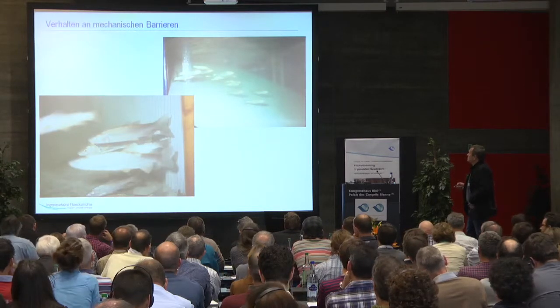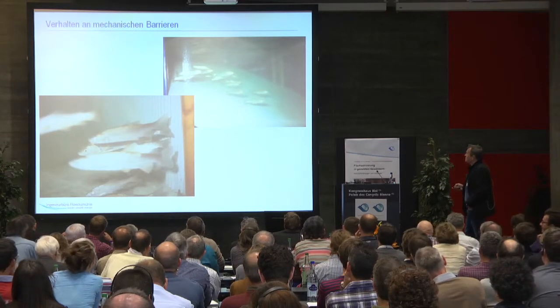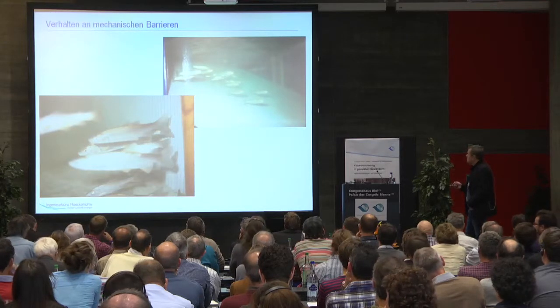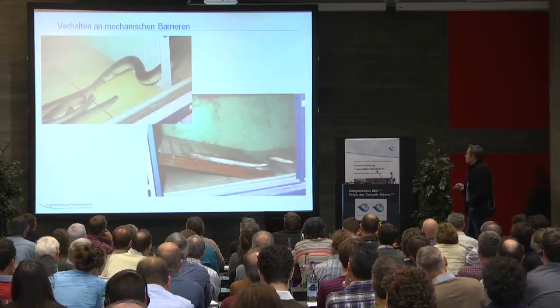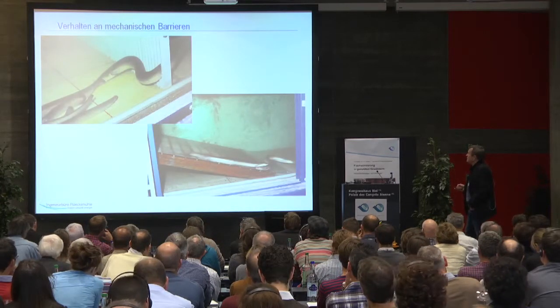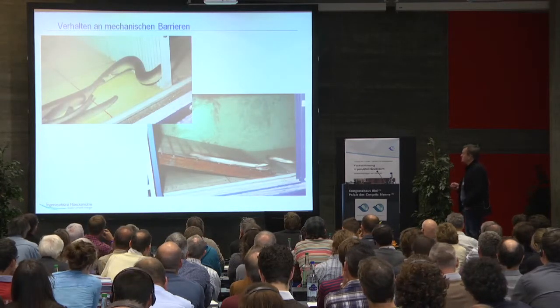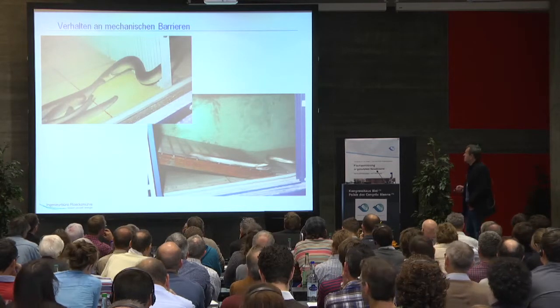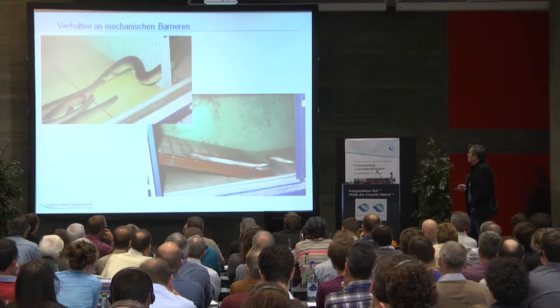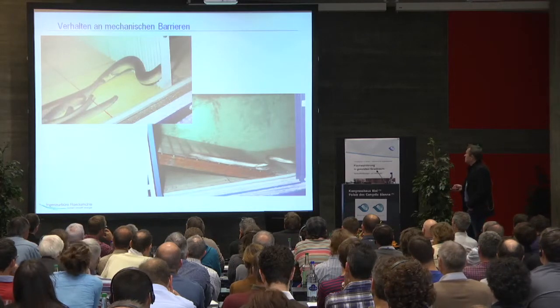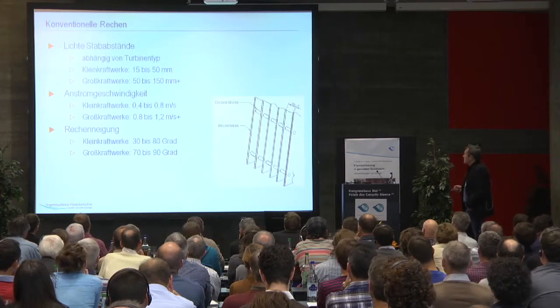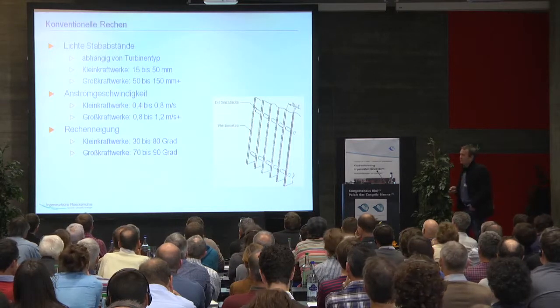So we learn about the behavior of fish at mechanical barriers in the lab through lab experiments, which mainly focus on smolts and eels. I must admit that regarding other fish we do not have so much data yet, but there is research ongoing.